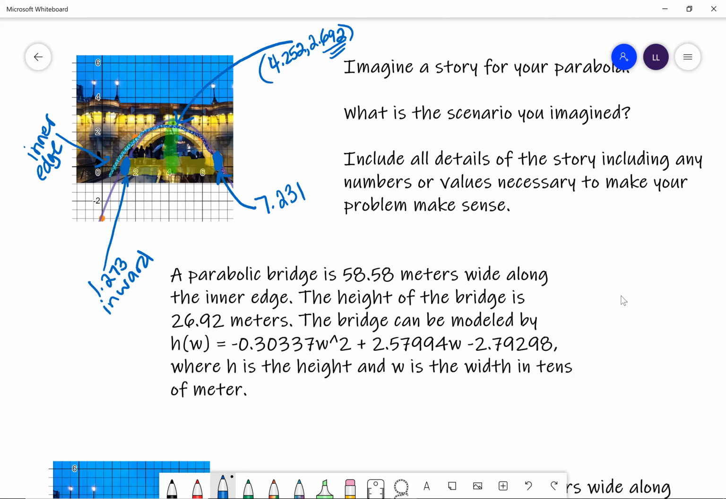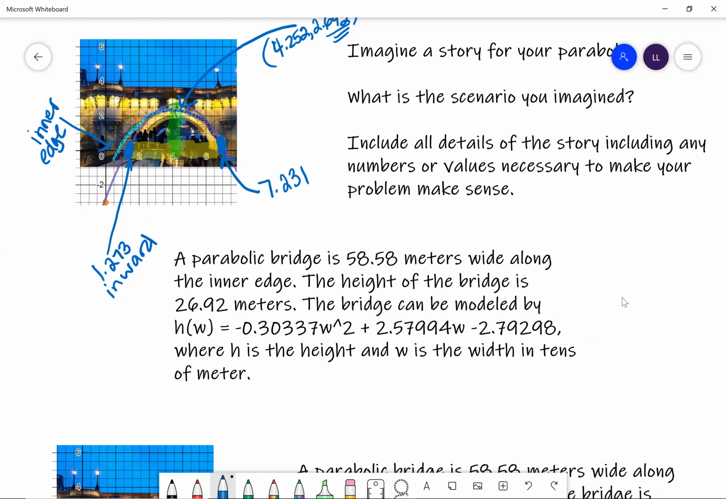So in the previous video we wrote the problem here, okay? A parabolic bridge is 58.58 meters wide along the inner edge. We explained why it was along the inner edge there on the graph, how I came up with that, the height, and how we came up with the 58.58 meters as well, considering we know what our x-intercepts were. So wide along the inner edge. The height of the bridge is 26.92 meters.